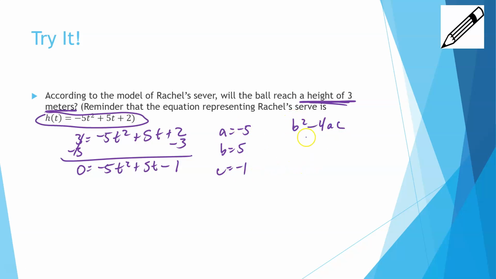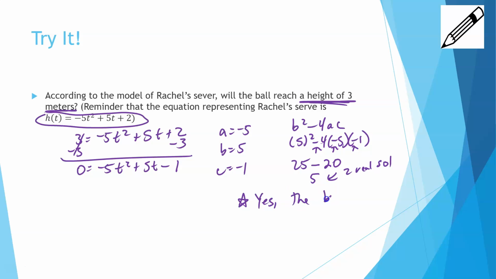So if I find the discriminant with those values, I get 5 squared minus 4 times -5 times -1. 25, once again, 3 negatives still gives me a negative, but this time I just have 4 times 5 times 1, which is 20, which means the discriminant is 5. And in this case, this means there's 2 real solutions, which means the answer to the question is yes, the ball will reach 3 meters.